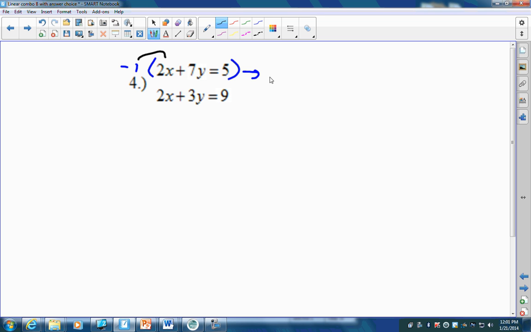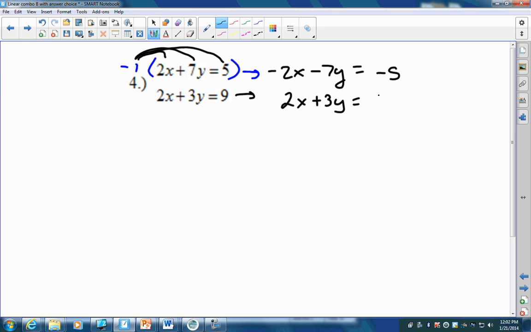Negative 1 times 2, negative 2x, negative 1 times 7y, negative 7y, negative 1 times 5, negative 5. Did I do anything to the bottom equation? Nope, just write it the same. If you'll write it out to the side like this, it'll make it a lot easier so you don't get confused.